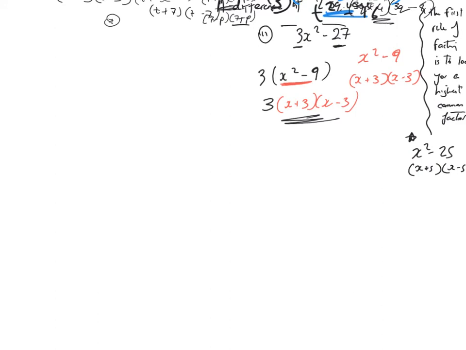Okay, so these are kind of two-step questions then. So you first of all need to take your highest common factor and then look for the difference of two squares. Okay, so let's try another.